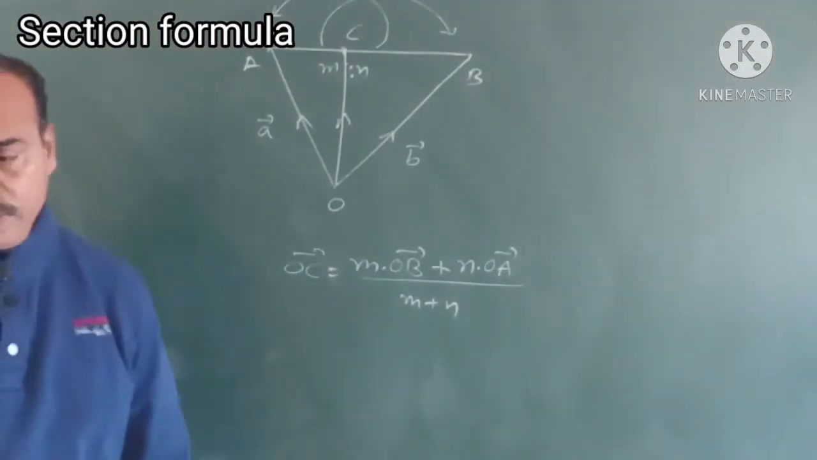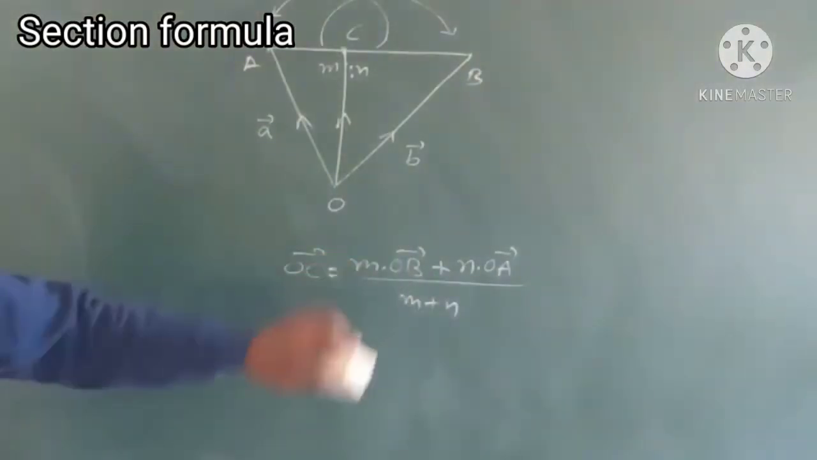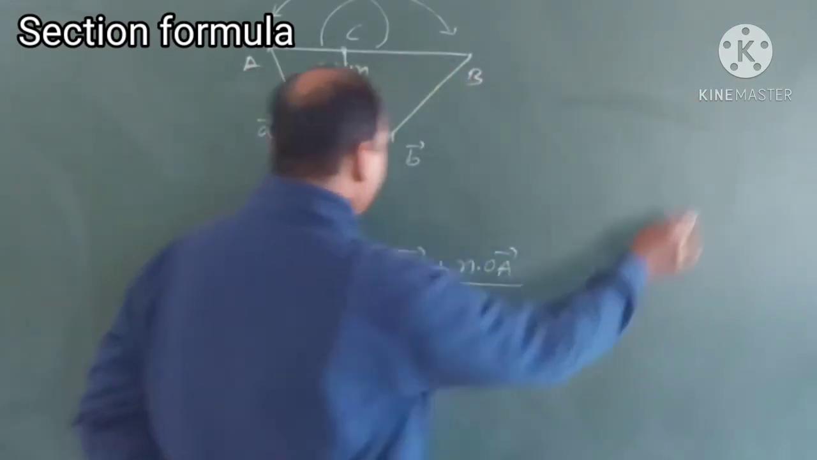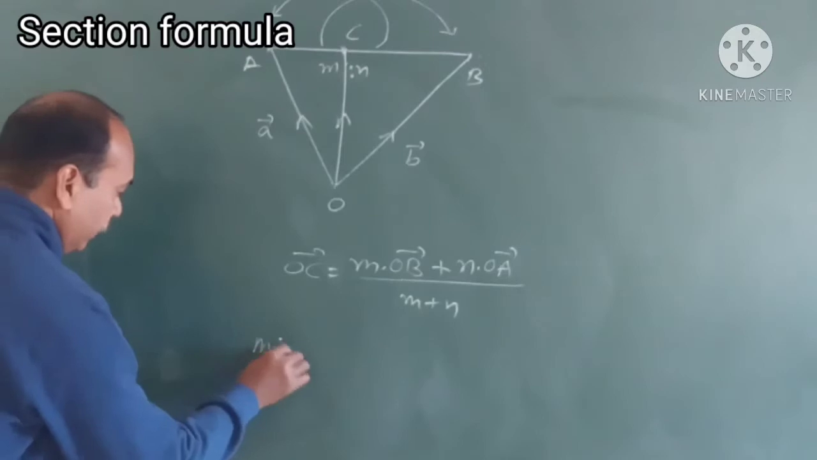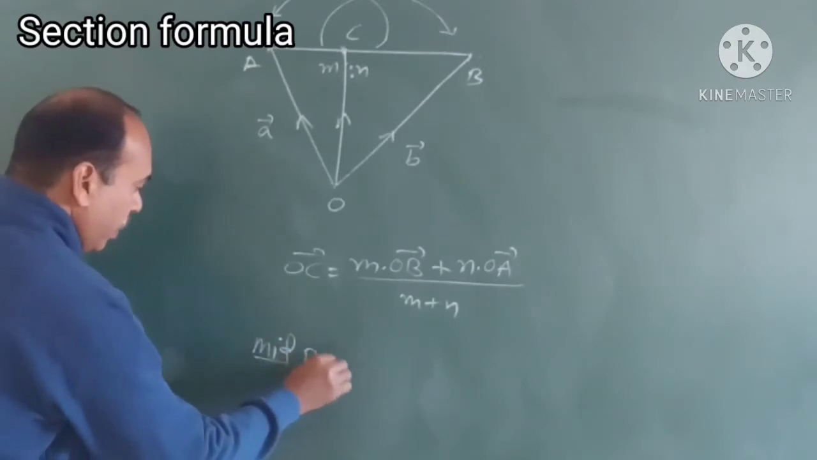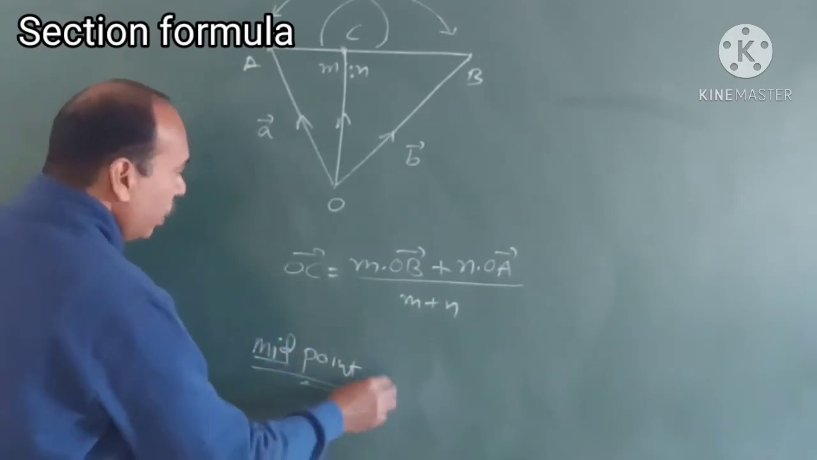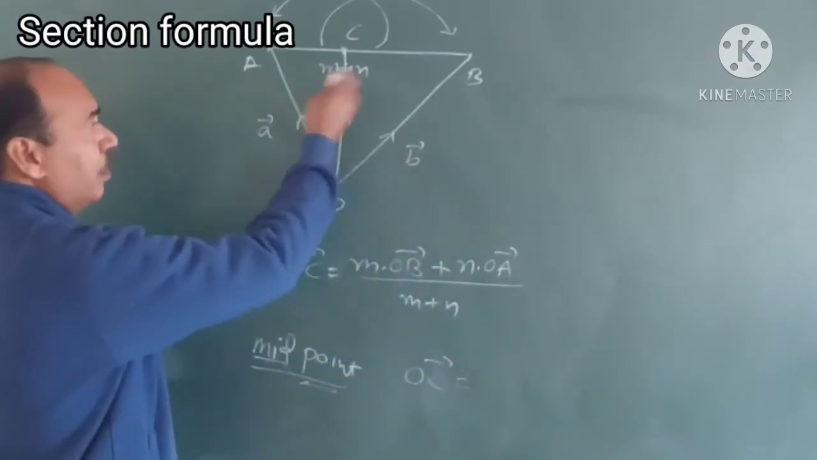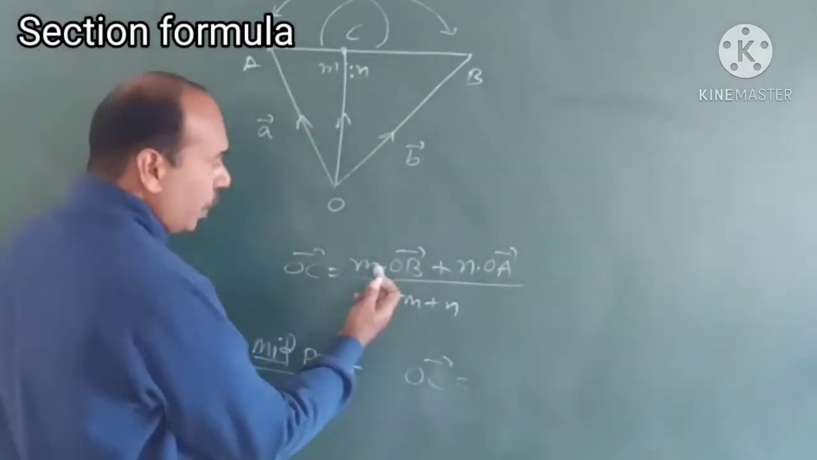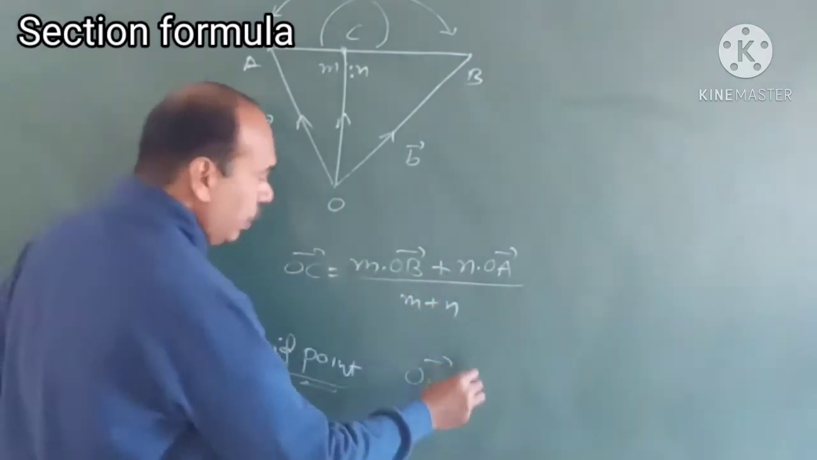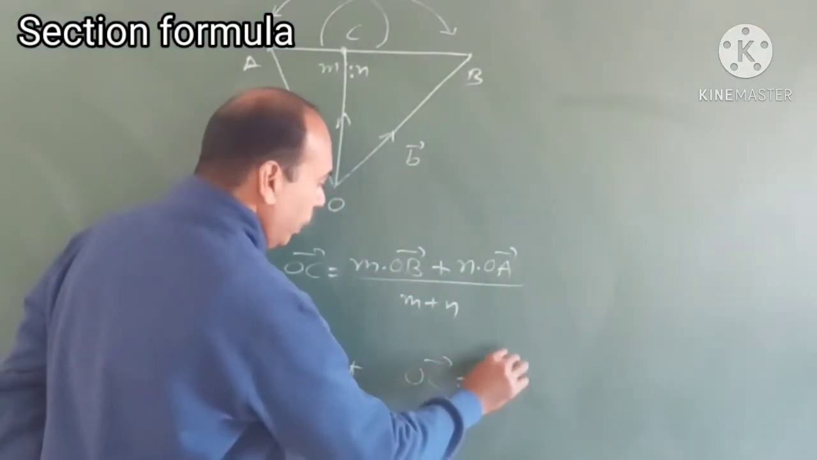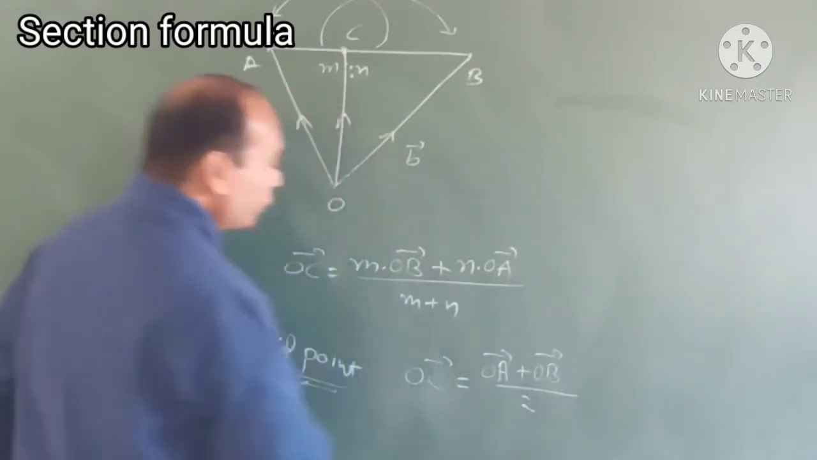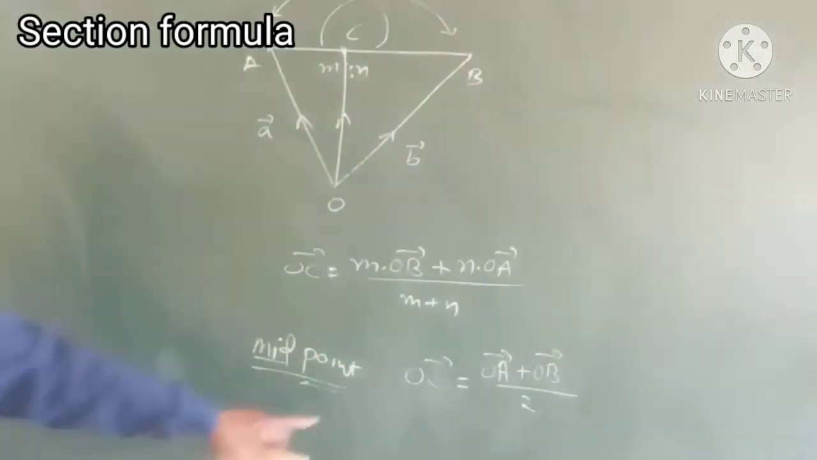Now after that, if it is the midpoint, one more case. If point C is the midpoint, then in this case vector OC is equal to simply OA plus OB divided by 2, because the M and N ratio is 1:1. So OA plus OB divided by 2. This is the position vector of point C.